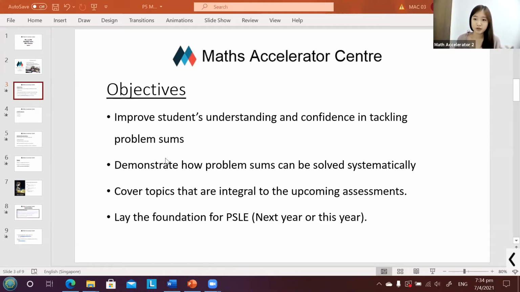We also cover topics that are integral to the upcoming assessment. Some of you will be facing your mid-year soon, your essay 1, so we will prepare for that as well. This is also to help you lay the foundation for PSLE, especially if you are Primary 5 or Primary 6 this year. Primary 5 next year will be relevant for you. Primary 6 this year is the crucial year. So it's to help you improve on your problem sums.